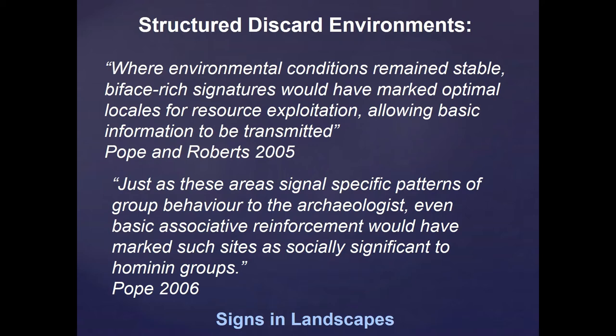I've talked about these things a couple of times before with relevance to the Acheulean, thinking about how highly structured garden environments may have acted as an advantage in early stages of human evolution. Here's a couple of quotes. Where environmental conditions remain stable, biface-rich signatures would have marked optimal locales for resource exploitation, allowing basic information to be transmitted. Later on, just as these areas signal specific patterns of group behavior to the archaeologist, even basic associative reinforcement would have marked such sites as socially significant to hominin groups. I do not believe early hominins developing social complexity, developing an evolutionary path that was tightly enmeshed and entangled with this technology, would have disregarded and ignored that technology as a source of information.